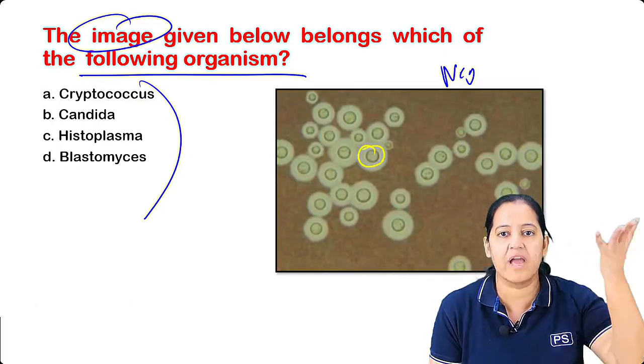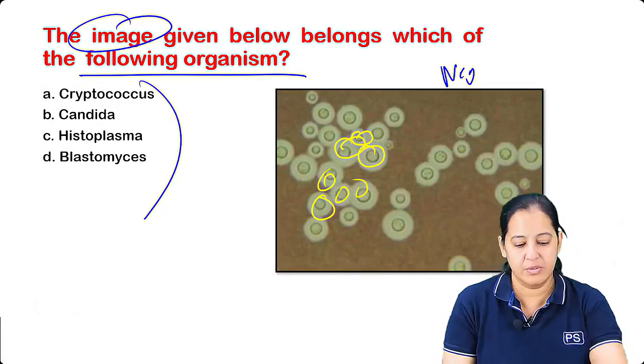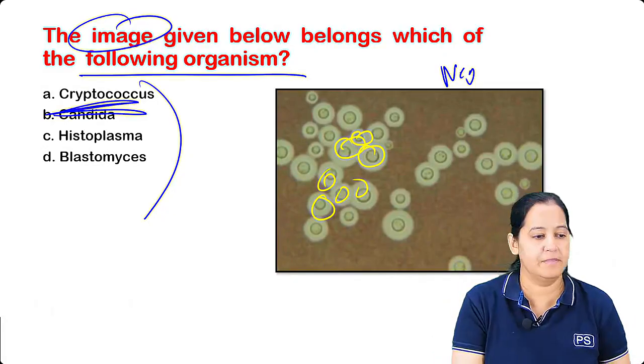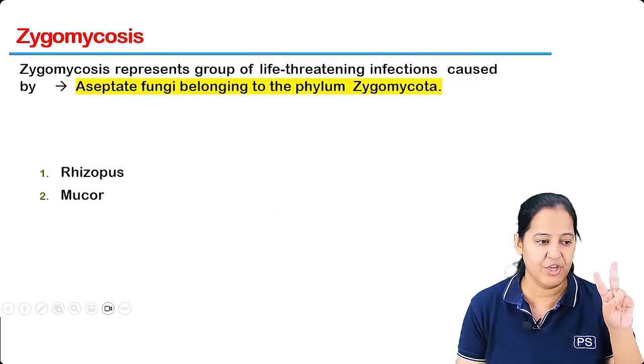These all are capsules. I can see the capsules very well. So this one is Cryptococcus. It is a capsulated fungus. Okay, the last 2 I am teaching you together now.